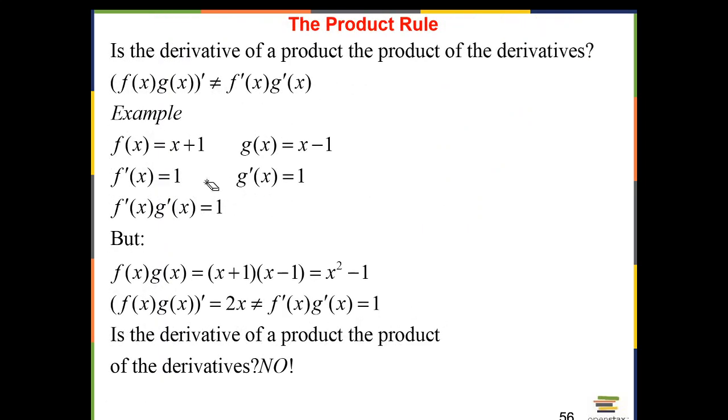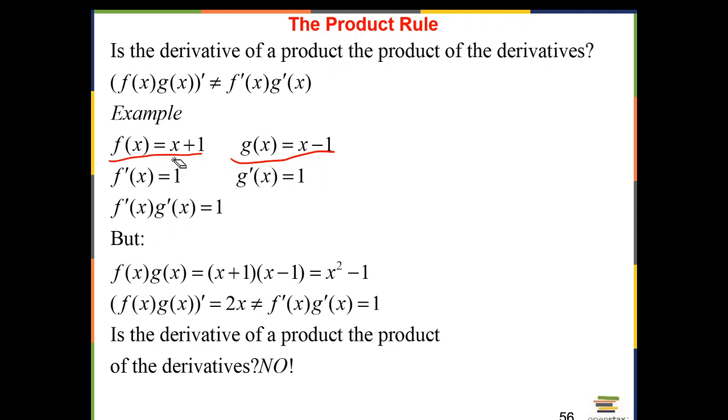All right. Is the derivative of a product the product of the derivatives? Remember with limits that was the case, but is it true for derivatives? Well, let's look at an example. Here is f of x, and here is g of x. Now, what's the derivative of f of x? It's 1, right? Because the derivative of x is 1. The derivative of 1 is 0, so that's 1. What's the derivative of g of x? It's also 1. When you multiply the derivatives, you get 1.